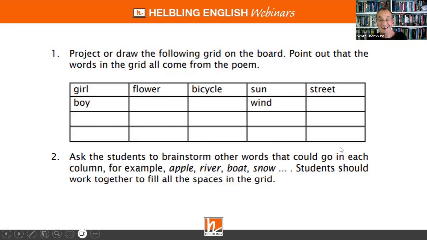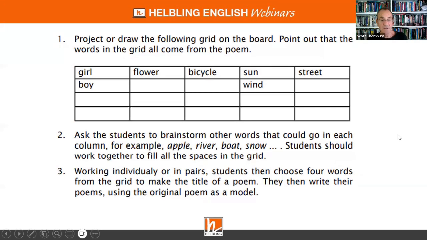Okay, got the idea. Now what are they going to do? Work individually or in pairs. Students then choose 4 words from the grid to make the title of the poem. Remember, the title of the poem I just read you was called Girl, Boy, Flower, Bicycle. So they take 4 words. It might be apple, it might be dog, tennis ball. They then write the poem using the original as a model.